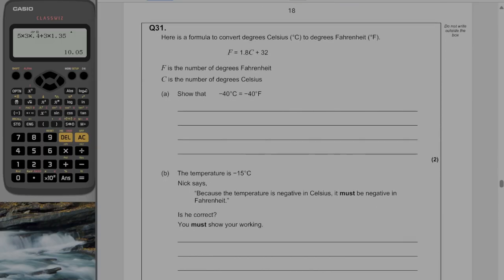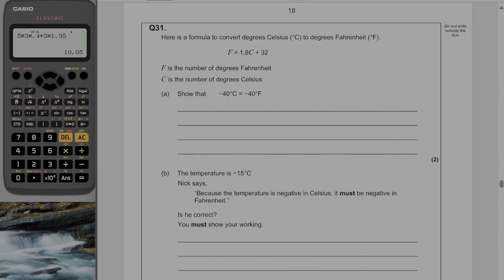Right, question 31. Here's a formula to convert degrees Celsius to Fahrenheit. F is equal to 1.8 C plus 32. F is the number of degrees Fahrenheit. C is the number of degrees Celsius. Show that minus 40 degrees C is equal to minus 40 degrees F.